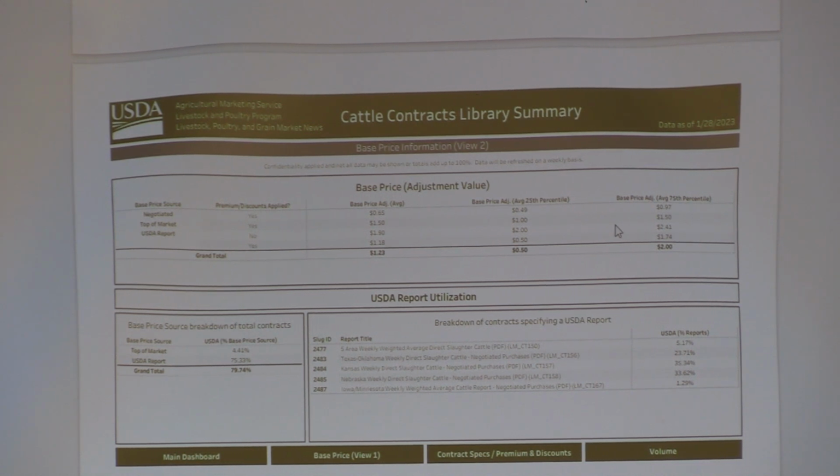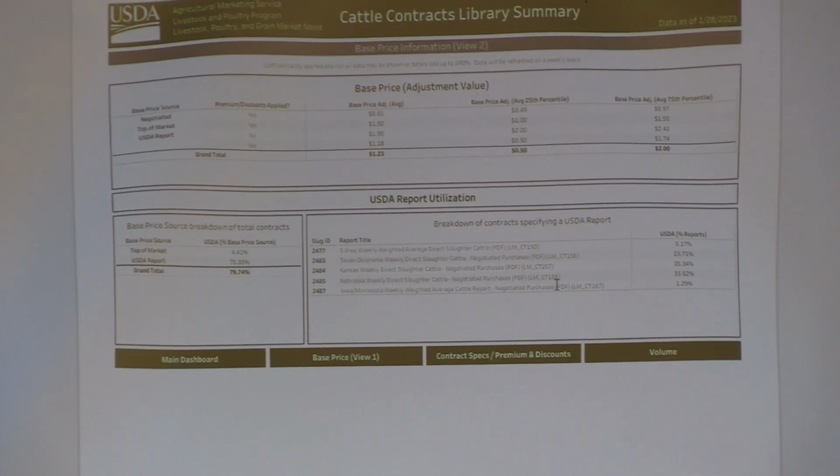The group cut out to show, we saw no extremes in the library. We saw no premiums that were highly elevated for a base price adjustment, and that demonstrates this here. This is the lower 25% and the upper 75% of those base price adjustments. So again, just more detail for a producer. It correlates back to the screen prior. If you had premiums applied, you see a lesser adjustment to that value, and that's demonstrated on that line there.